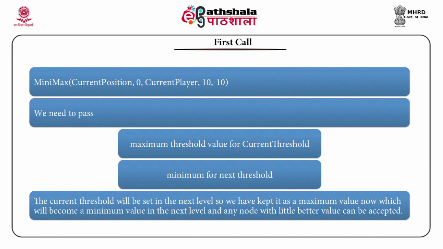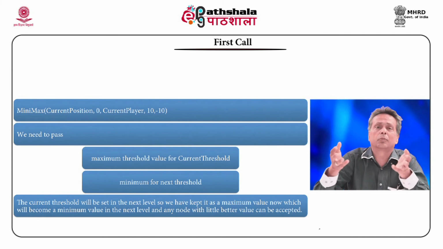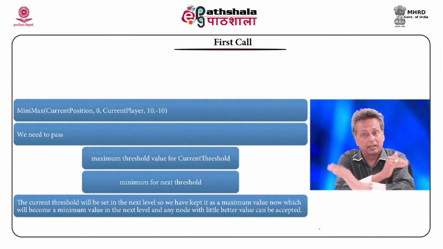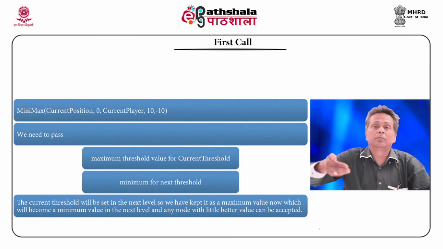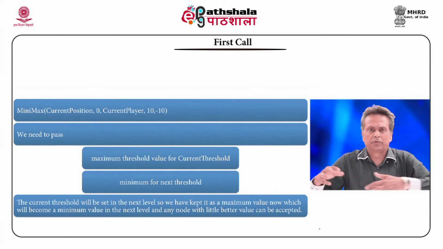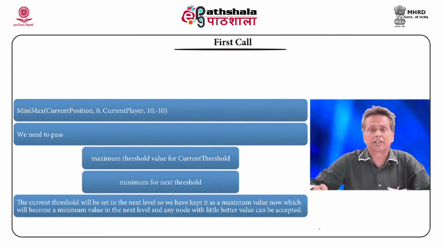Now we need 2 more values. What is the current threshold and what is the next threshold value? We just say that the current threshold is 10 and the next threshold is -10. Remember, in our next case, this -10 comes here and 10 goes there, but then they are modified. Why 10 and -10? Because 10 is the maximum value that you can get and -10 is the minimum value that you can get. It's very similar to any other function where you calculate minimum and maximum value.